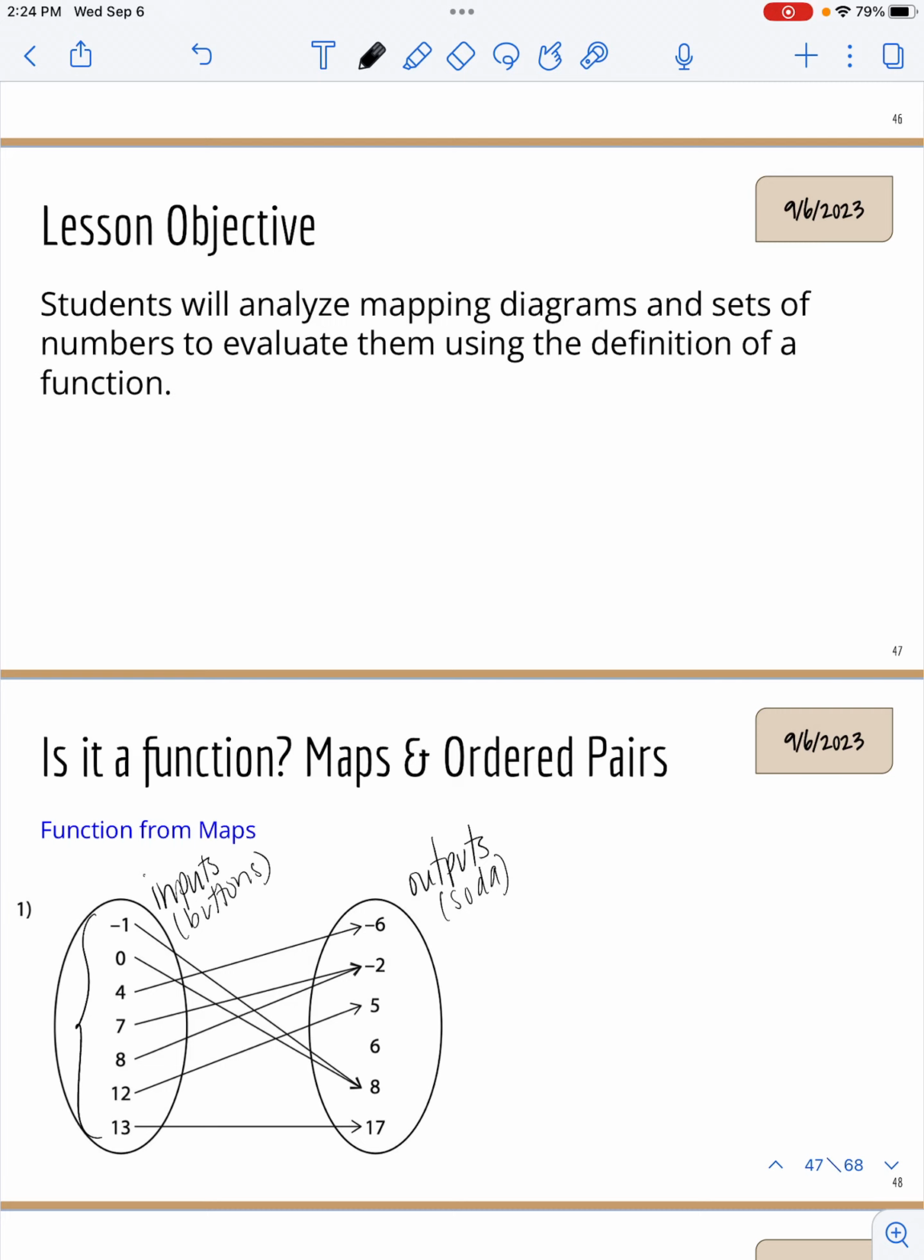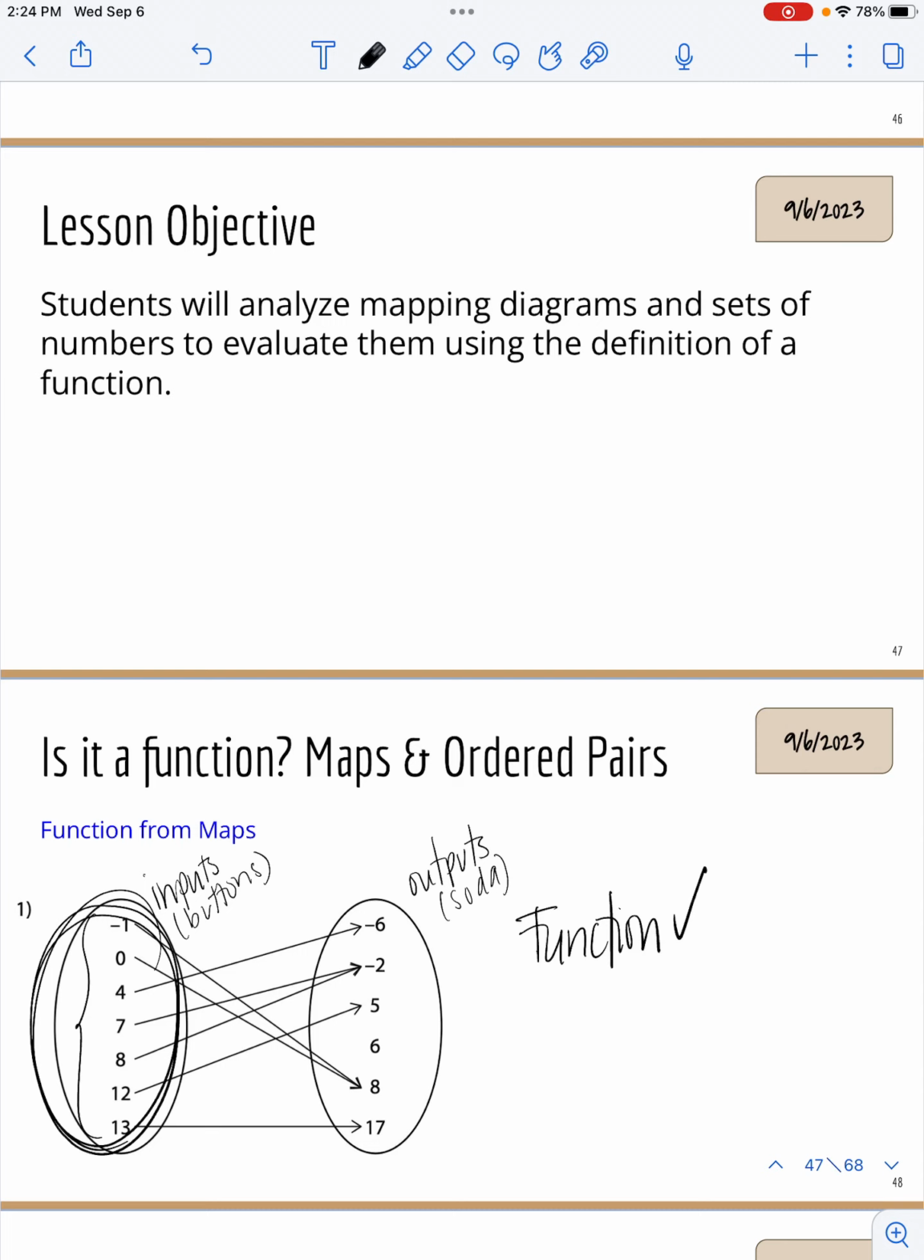So let's see, -1 goes to 8, 0 goes to 8, 4 goes to -6, 7 goes to -2, 8 goes to -2, 12 goes to 5, and 13 goes to 7. And because nothing here goes to two different things, that means that this is a function. Again, because in the inputs on this side, each goes to exactly one thing.